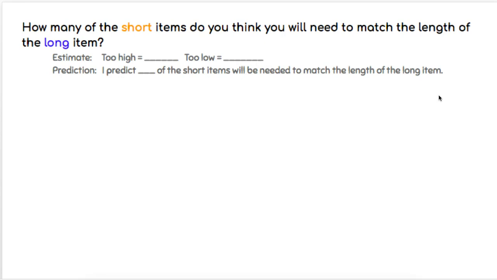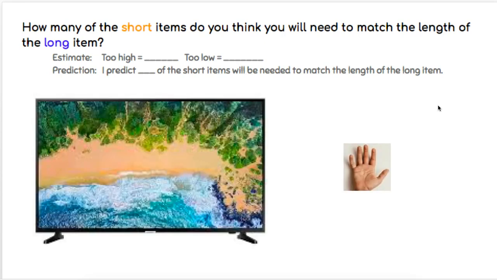So for my activity, let's say that I chose to use my television as my long item, the item that I'm measuring, and my hand as my short item, my reference, the thing that I'll be using to measure that television. So if I was to do this, I would maybe want to have my hand going lengthwise to compare to the television. Well, how many of these hands do I think will fit across the length of my television? I have to start with a number that's too high. I don't think I would need 100. So 100 would be too high.